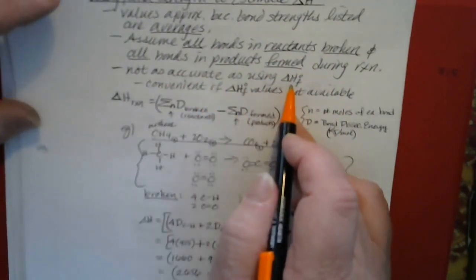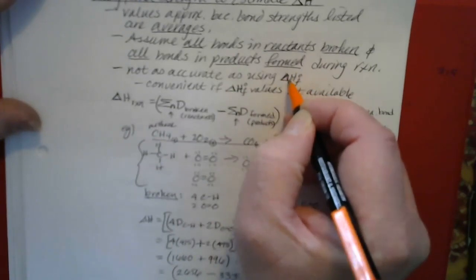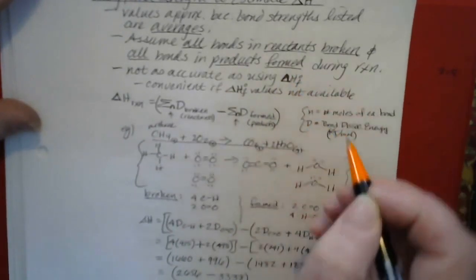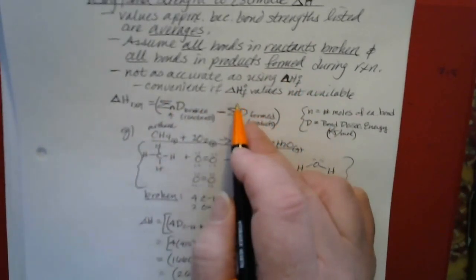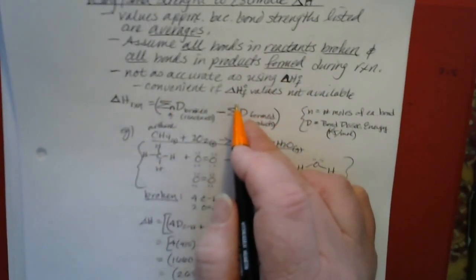And as I said, this is not as accurate as using enthalpies of formation to find enthalpy changes during reactions. But it's not always easy to find enthalpy of formation information for some things. So this is an alternative.